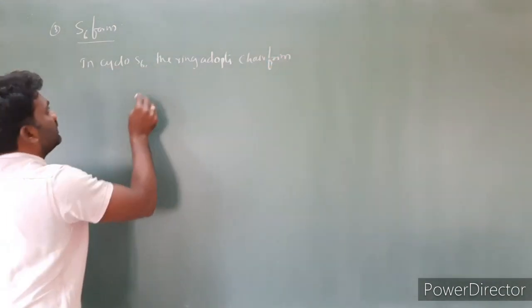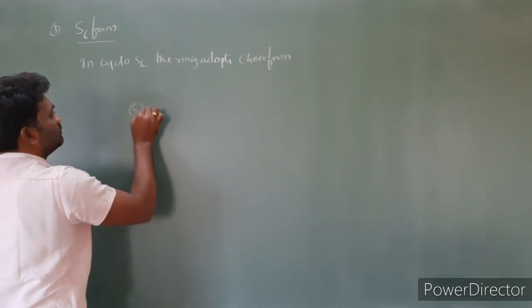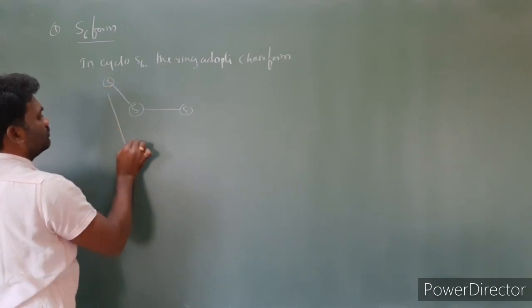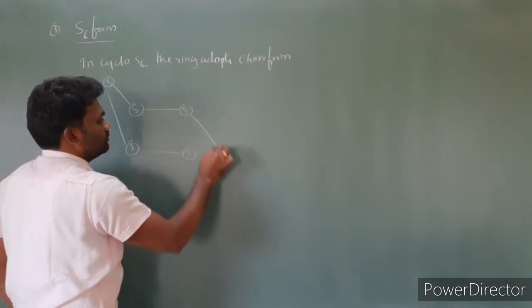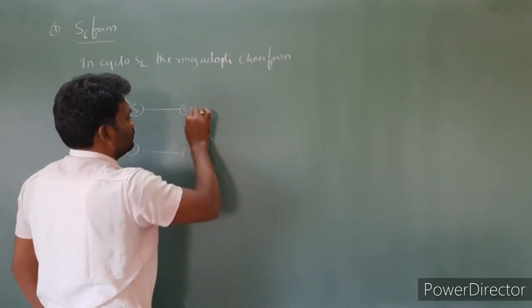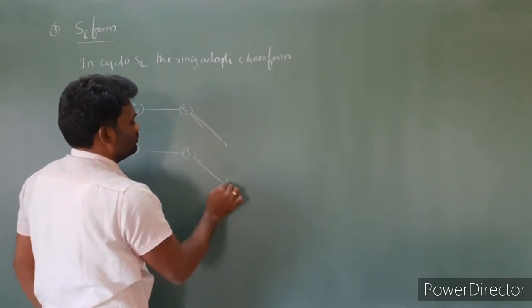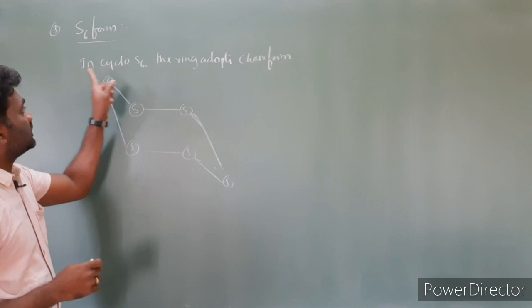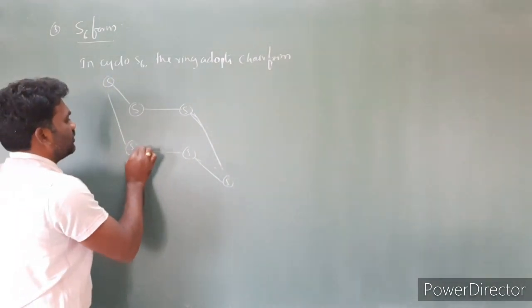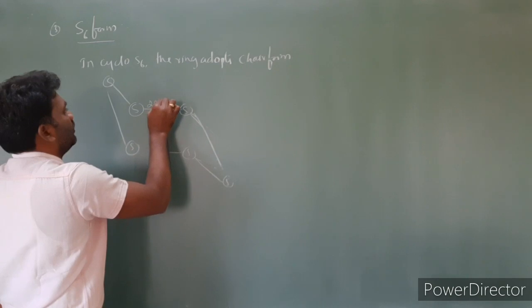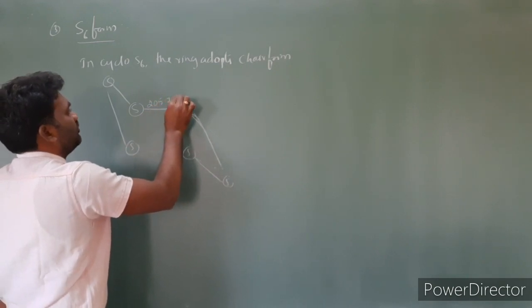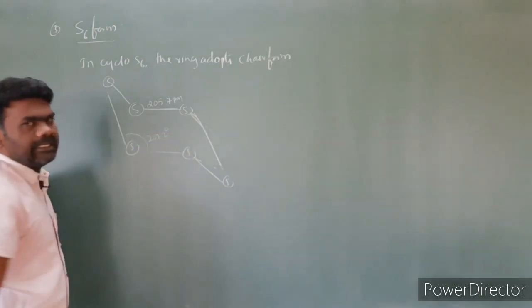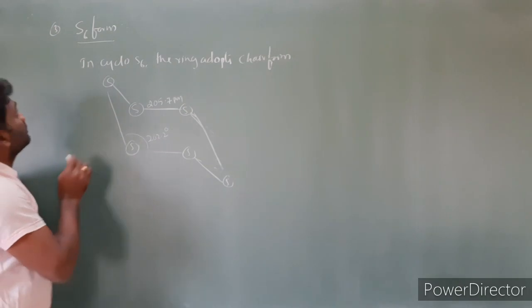Let us draw the S6 form. Structure of S6 form. So this is a cyclo S6 form, cyclo S6. In this case, the bond length is 205.7 picometers and the bond angle is 20.2 degrees.